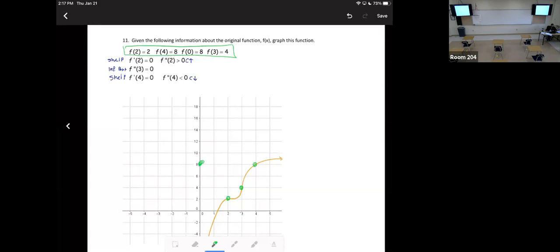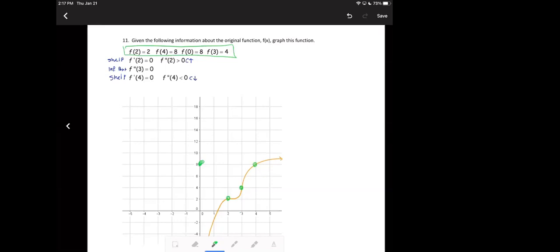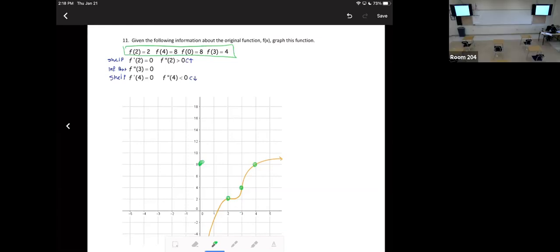Okay, so let's go through some of the reasoning. So, Trace, you're correct. I plotted the first one. Okay, go through the reasoning of the second point here. So, if f prime of 2 is 0, and f prime prime of 2 is greater than 0, what did you say about that? I said that the f prime prime of 2 was the minimum, and then the f prime prime of 4 was the max.